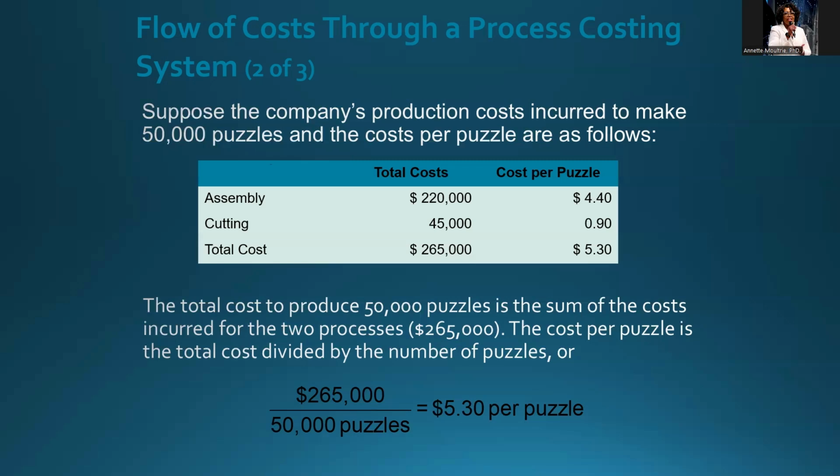So the total cost to produce 50,000 puzzles is the sum of the costs incurred for the two processes, which is $265,000. And the cost per puzzle is the total cost divided by the number of puzzles, or $5.30 when you add the cost per puzzle. So that's $265,000 divided by 50,000 puzzles, which will equal $5.30 per puzzle.